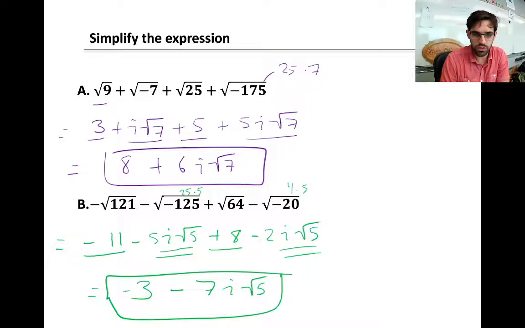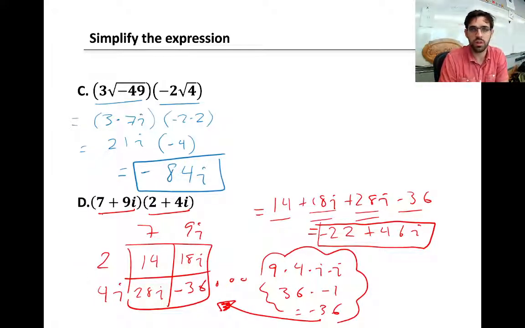The next one, we can do the same thing. Simplify the radicals. We have an i root 5 on 2 different terms, so we can collect those like terms. And then we have 2 number terms we can collect. So again, take a moment, pause the video, make sure these examples make sense, because we're going to move on.